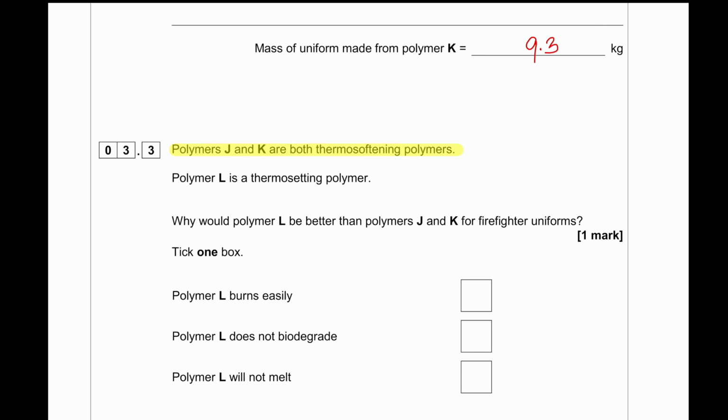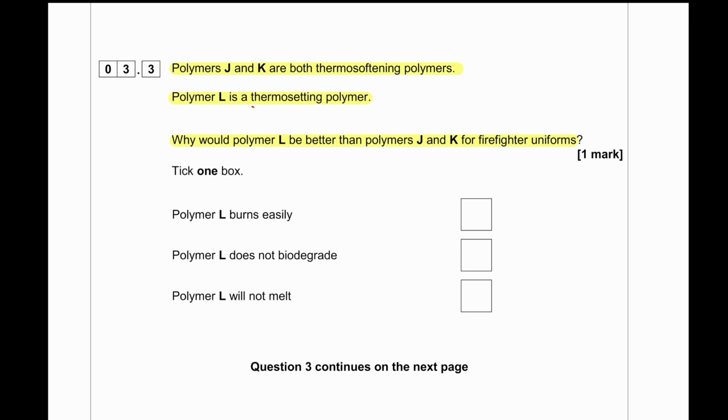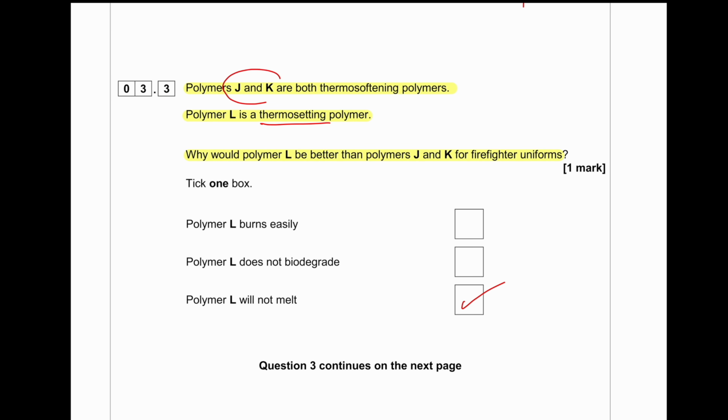Polymers J and K are both thermosoftening polymers. Polymer L is a thermosetting polymer. Why would polymer L be better than polymers J and K for firefighter uniforms? Since it is a thermosetting polymer, polymer L will not melt, whereas J and K are thermosoftening. So when they come into contact with heat, they will become softer and start to melt.